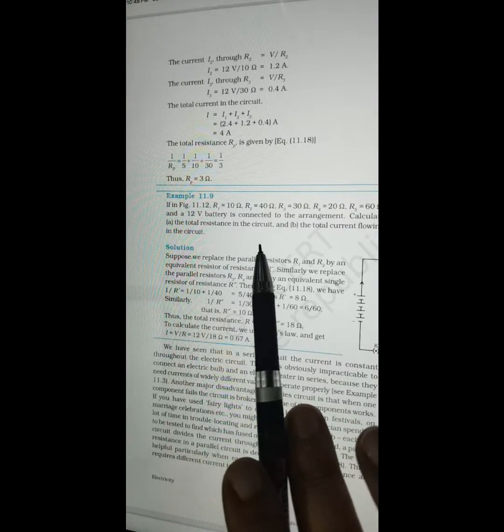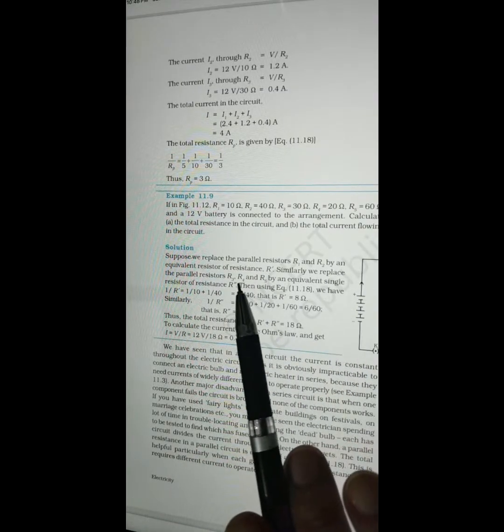Example 11.9: If in figure 11.12, R1 is given as 10 ohm, R2 40 ohm, R3 30 ohm, R4 20 ohm, R5 60 ohm, and a 12-volt battery is connected to the arrangement, calculate A, the total resistance in the circuit, and B, the total current flowing in the circuit. Solution: Suppose we replace the parallel resistors R1 and R2 by an equivalent resistor of resistance R'. Similarly, we replace the parallel resistors R3, R4, and R5 by an equivalent single resistor of resistance R''.